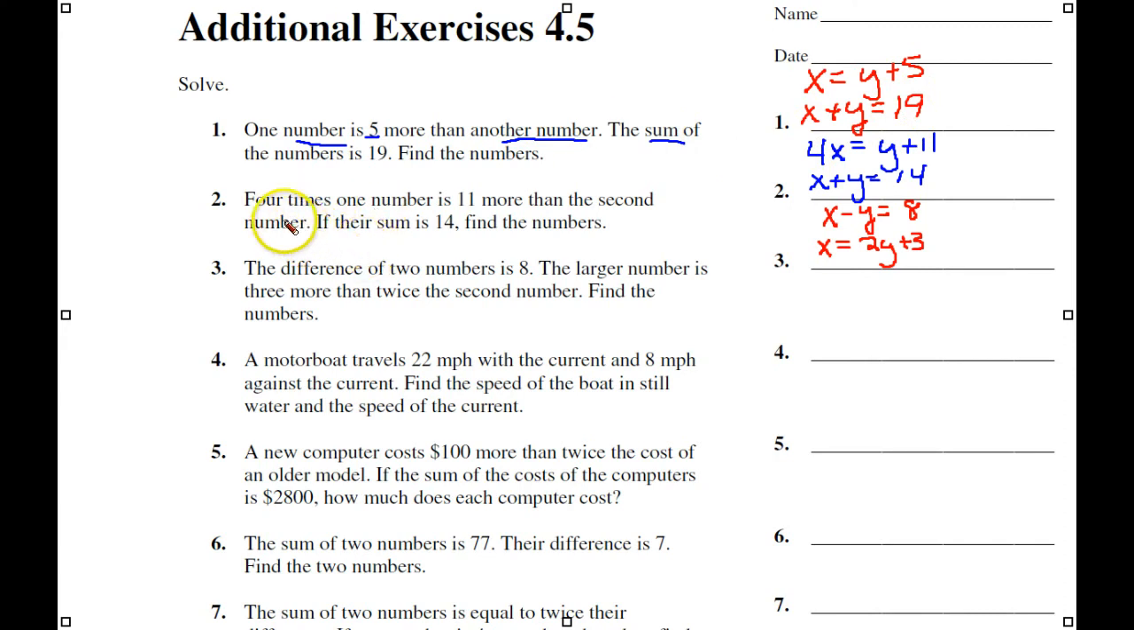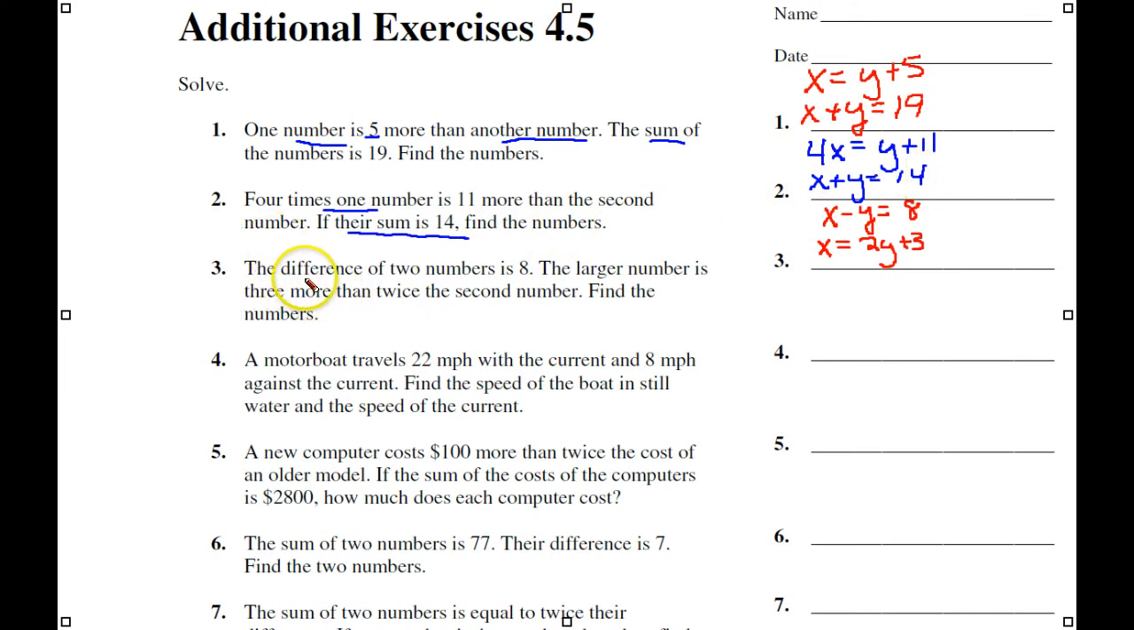Okay, on to number 2. 4 times one number is equal to 11 more than the second number. Well, here we're defining y as the second number, and it's 11 more. So there's our first equation. And again, when they have this one, that's really nice. The sum of the numbers, 14.